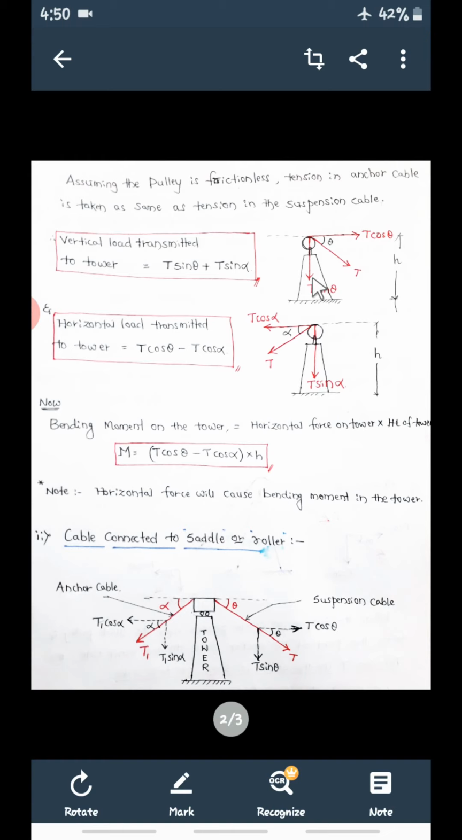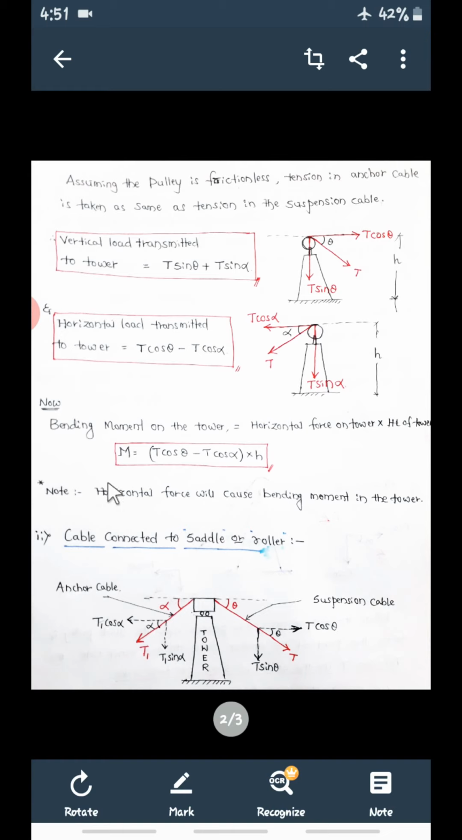The bending moment for this is 0 because it is going to pass through the tower only. So the bending moment is only due to the horizontal load, that is T cos theta into h, and then this T cos alpha into h. So that's why it is written here: the bending moment at the bottom of the tower M is equal to T cos theta into h, minus whatever the load. This is the final horizontal load. So T cos theta minus T cos alpha will be the horizontal load, into h will be the bending moment at the bottom of the tower.